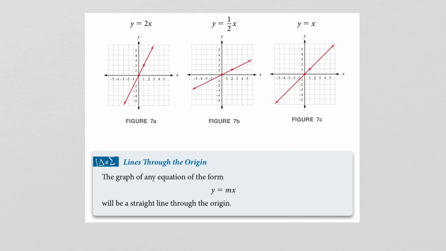If we graph y equals 2x, so if you made a table and got some points, you would get this line here. Notice that it goes through the origin here. y equals 1/2 times x would also be a line passing through the origin here. And y equals x is also a line through the origin. So in this case, m is equal to 2, here m is equal to 1/2, and here m is equal to 1, referring to the m here.